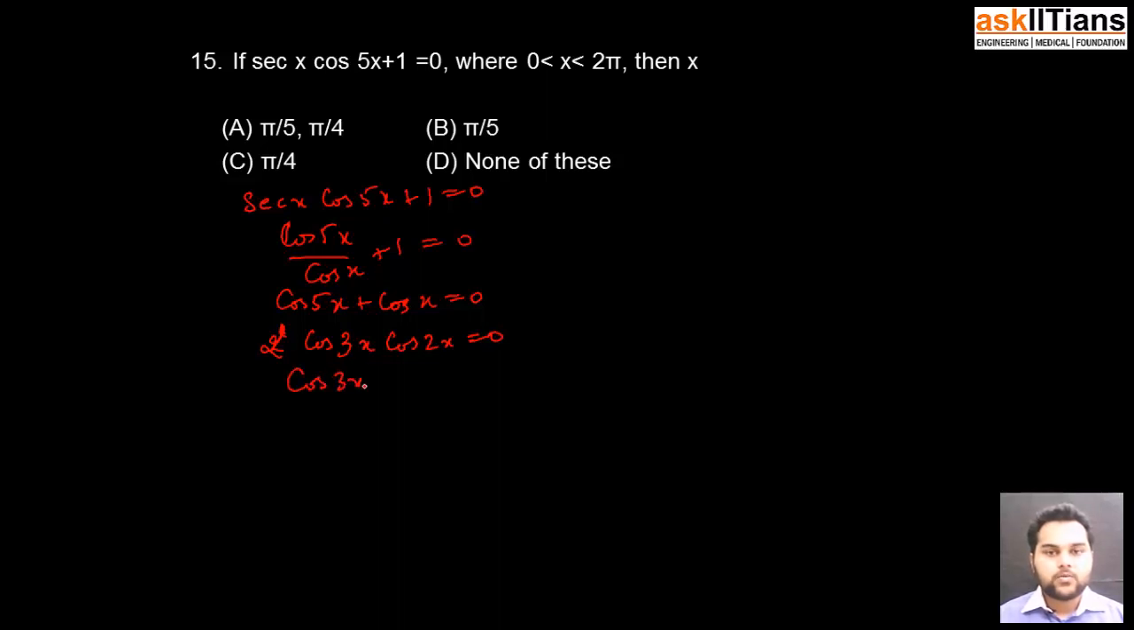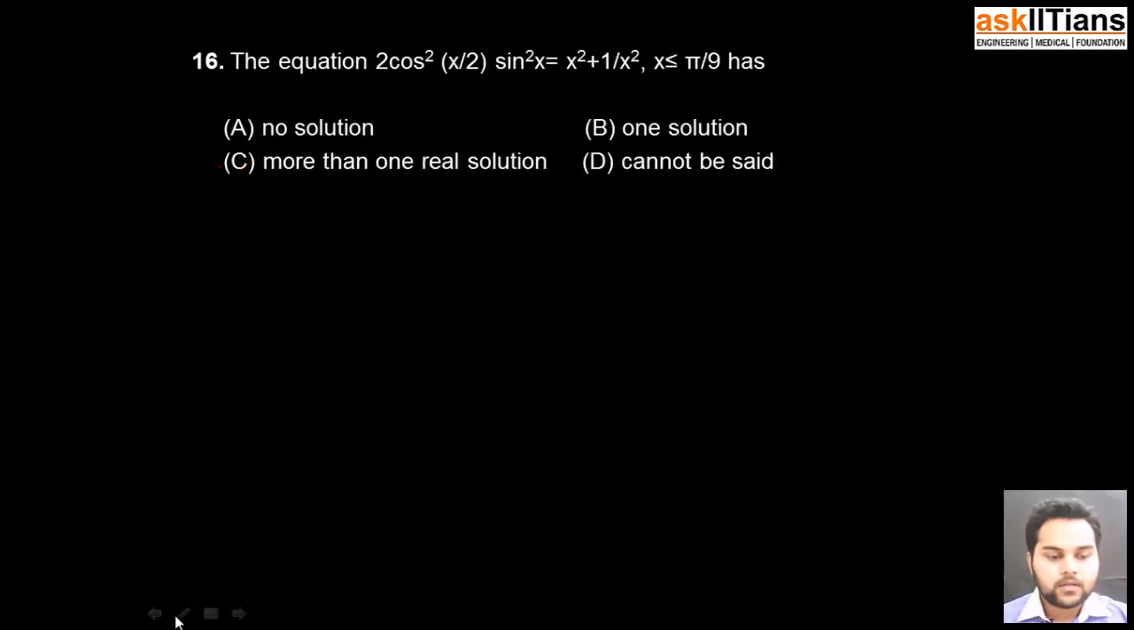So either cos 3x is equal to 0 or cos 2x is equal to 0, and I would directly be equating them to pi by 2. So I would get x as either pi by 6 or pi by 4. And for this question, my answer would be C. Let's start with the next question.